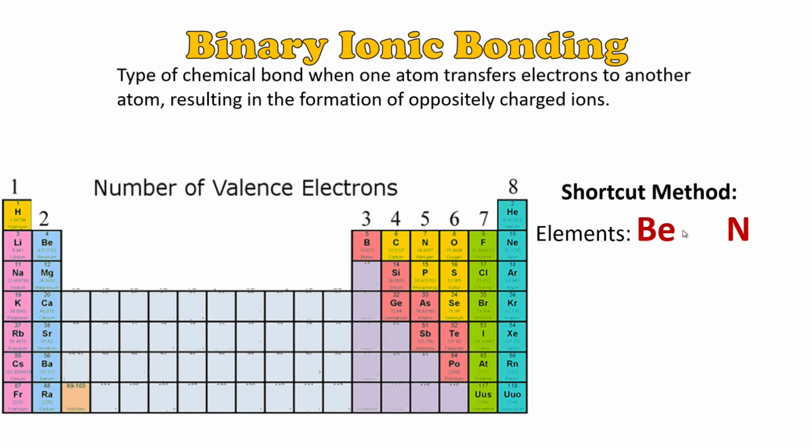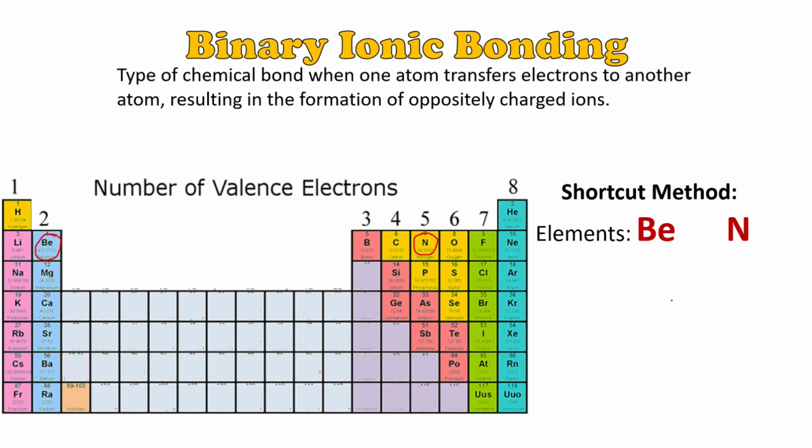So for example, we have here beryllium, which is a metal. It's here in the second group, while nitrogen is a nonmetal, which is here. Now the numbers on top represent the valence electrons of the element. Since beryllium is under the second group, it has two. It means it has two valence electrons, and since it is a metal, metal has weak electronegativity.